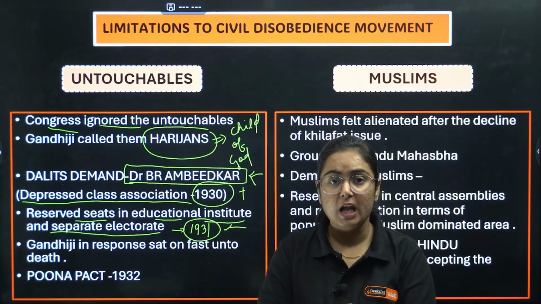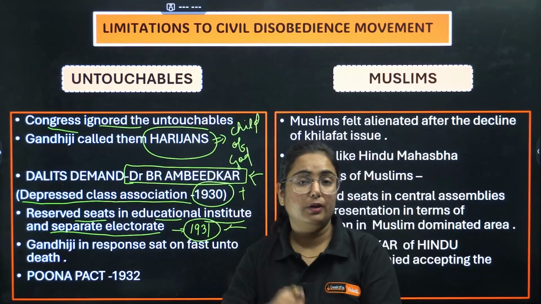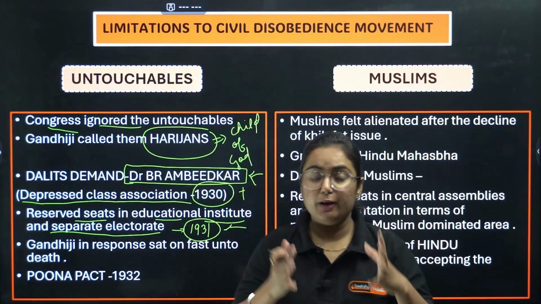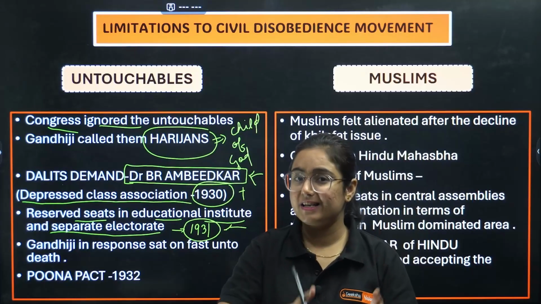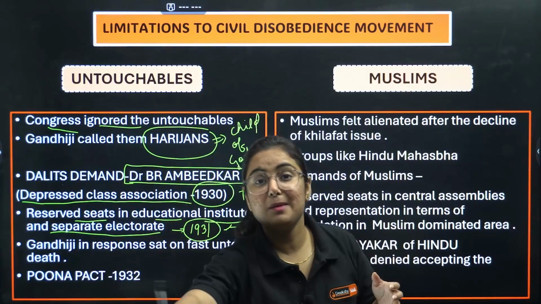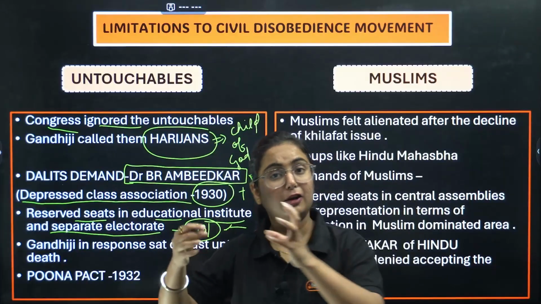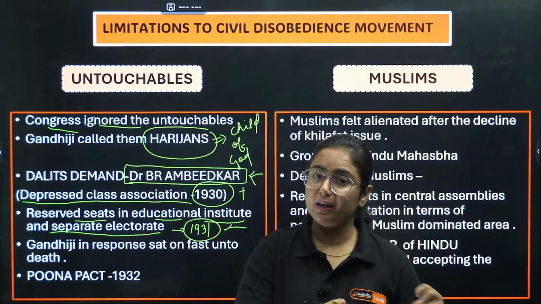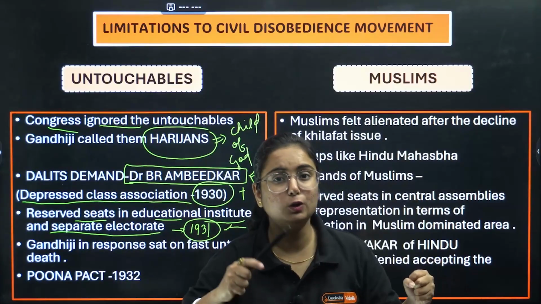Now see, the British government has given separate electorate. Now what is separate electorate? If a Muslim community candidate is fighting for election, then only the Muslim people will vote for him. If a Christian is standing, only the Christians will vote for him. If a Hindu is fighting election, only Hindus will vote for him.